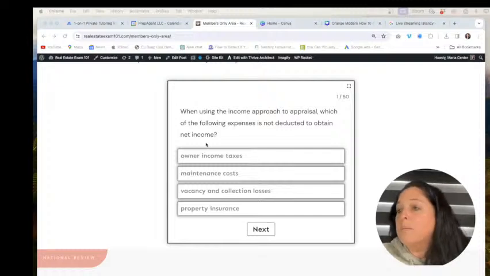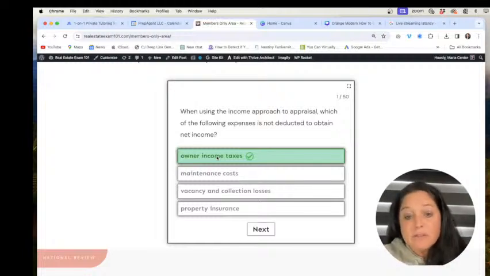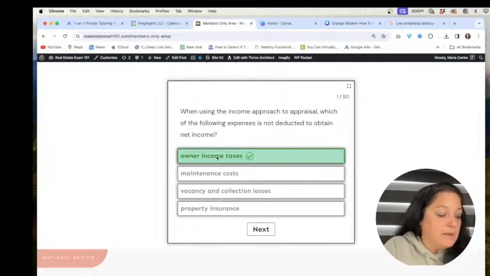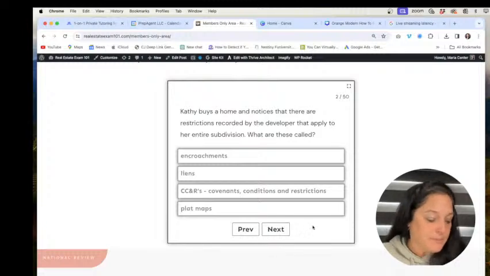Now, what about owner income taxes? Owner income taxes are an expense of the owner. They're not related to the building itself. Therefore, I wouldn't deduct owner income taxes from my income, because we're talking about the income of the building. Okay. Next question.